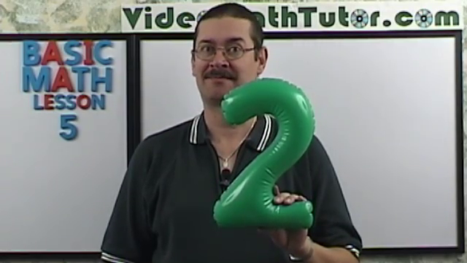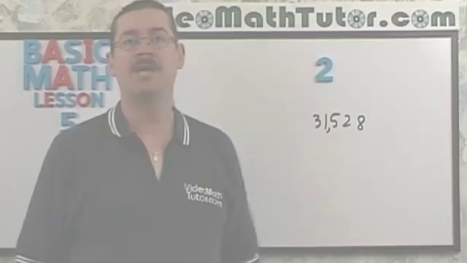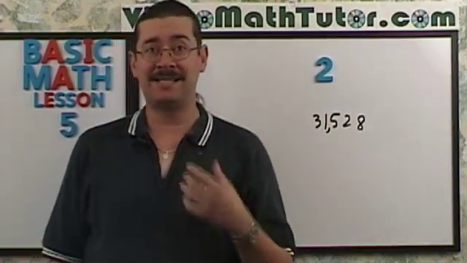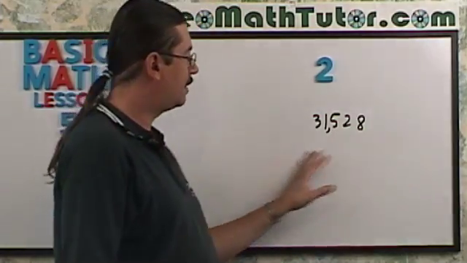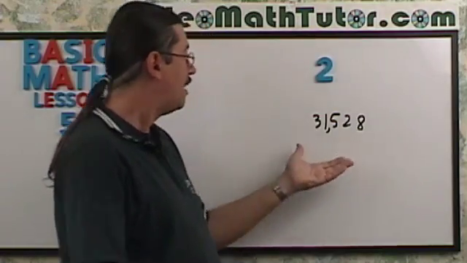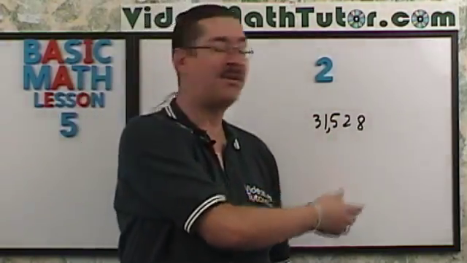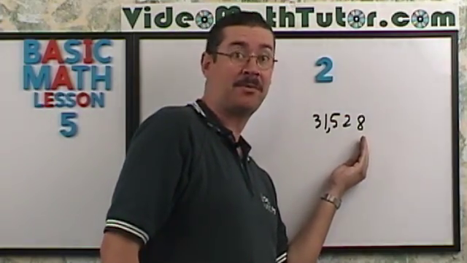Numbers divisible by 2. A number is divisible by 2 if it's an even number, or it ends with 0, 2, 4, 6, 8. So if you look at a number like this, for example, you can look and go, hey, I know I can divide 2 into it because it ends with an even number, 8.